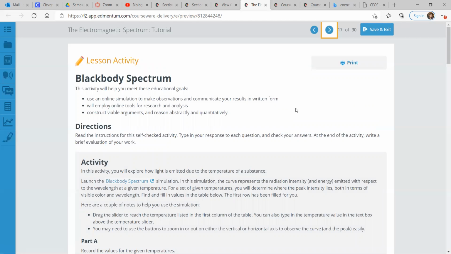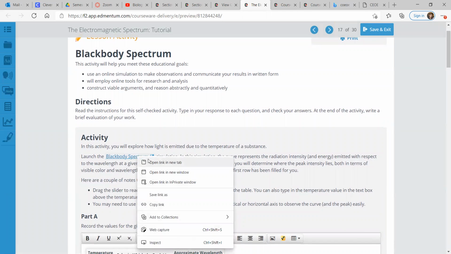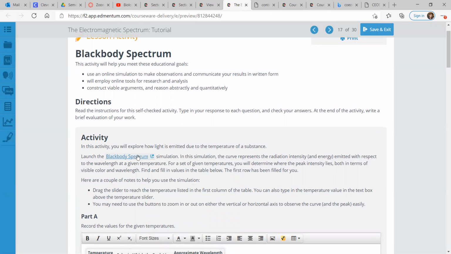Now we have a lesson activity. We have a black body spectrum simulator. And in this simulation, the curve represents the radiation intensity and energy emitted with respect to the wavelength at a given temperature.